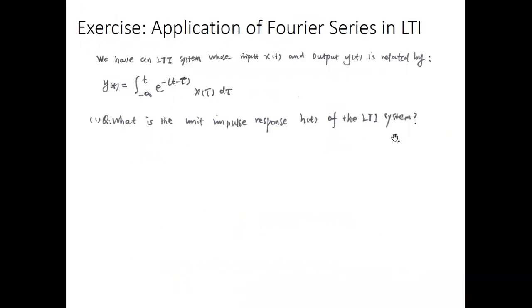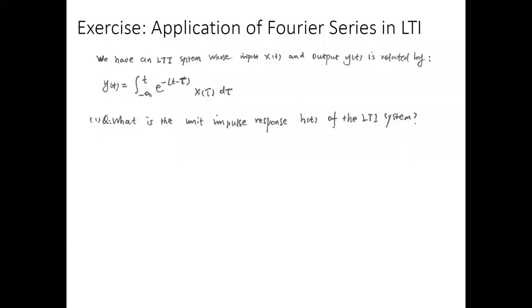Now let's understand more about this property using an example. We have an LTI system. This time we are not given the unit impulse response function h of t, but instead we are given its input-output relationship. So x and y have this relationship in the function. Then the first question actually helps us review a problem in homework 2 and what we learned in the last chapter. What is the unit impulse response h of t for this LTI system?